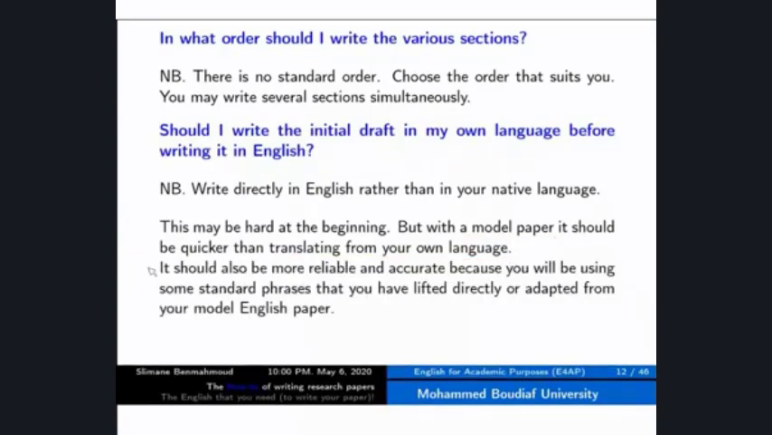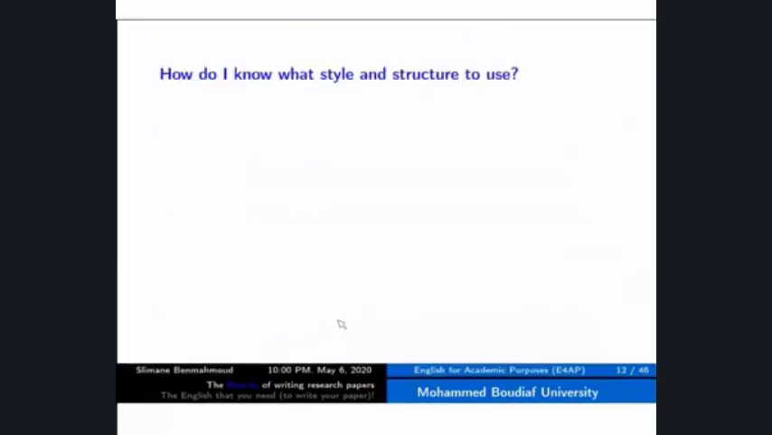Also, it should be more reliable and accurate because you will be using some standard phrases that you have lifted directly or adapted from your model English paper. The paper we have already talked about, your model paper, right? So this should be more beneficial and it will be faster.